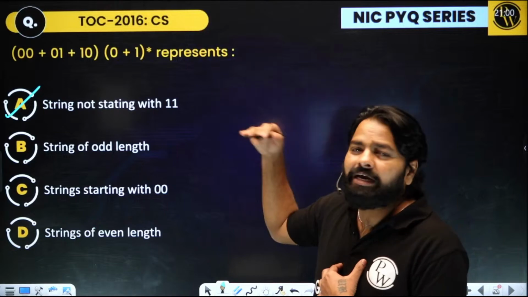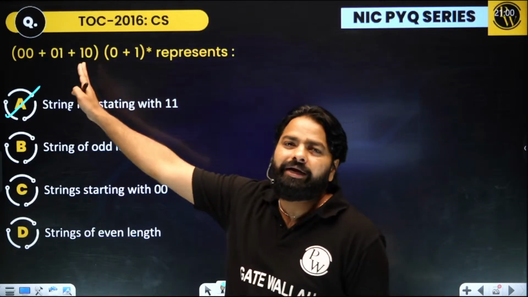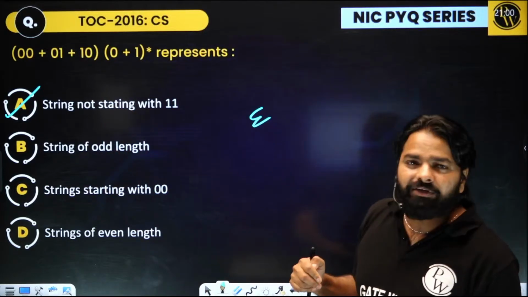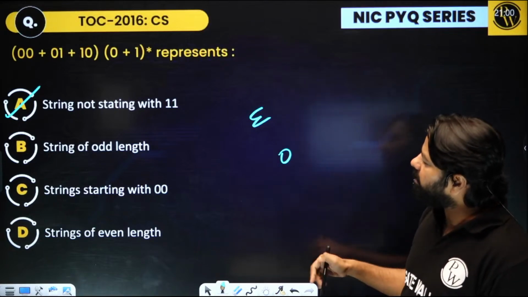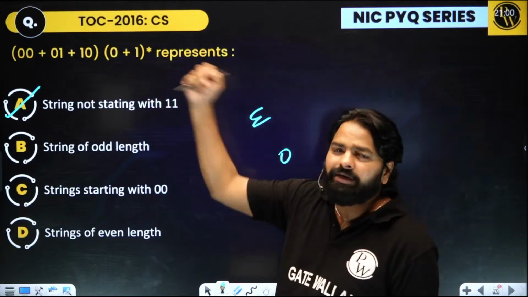Remember that strings not starting with 11, you can say it, but it is not going to generate all the strings which are not starting with 11. Example, epsilon is not starting with 11, 0 it's not starting with 11, single 1 not starting with 11, but these strings are not generated here, right?